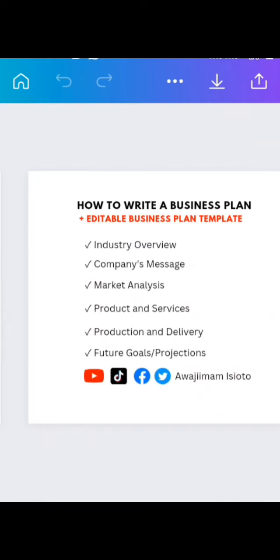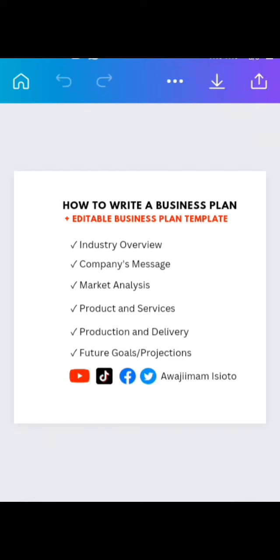So typically a business plan has some sections. It has up to 5. Some business plans have 5 sections, some have 6 sections, some have 7 sections, depending on how you want to break it. So let's just run through the sections right now.